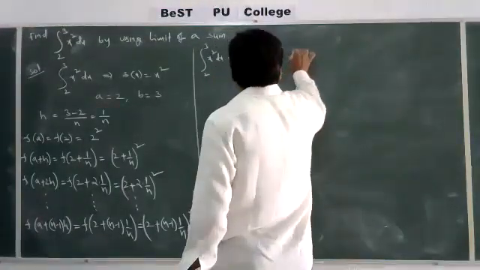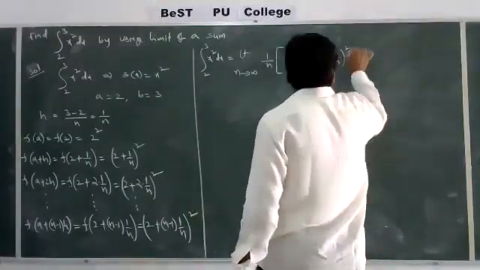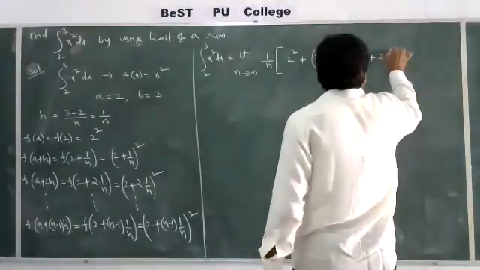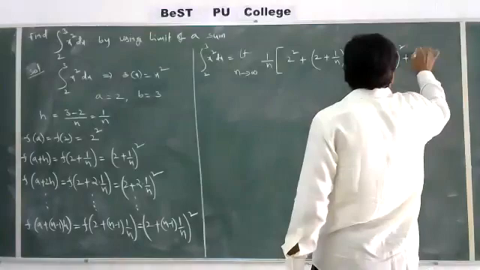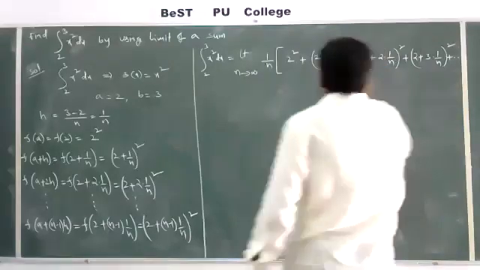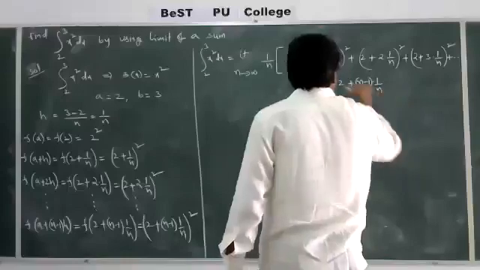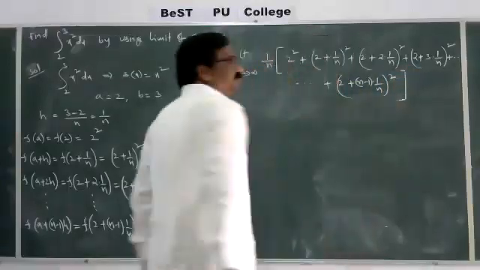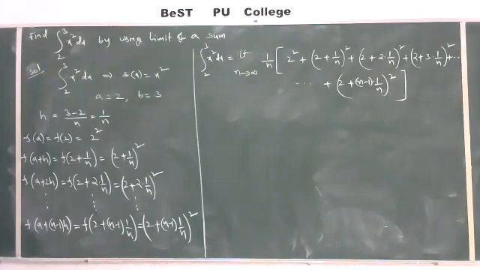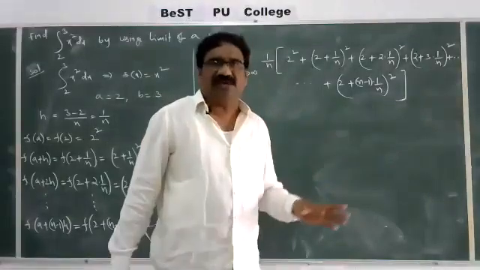Here f of a is 2 square, plus f of a plus h is (2 plus 1 by n) whole square, plus (2 plus 2 into 1 by n) whole square, plus (2 plus 3 into 1 by n) whole square, plus and so on, plus (2 plus (n minus 1) into 1 by n) whole square. So here every term is squared. Every term is a plus b whole square. In that, every term gives a square plus b square plus 2ab terms.